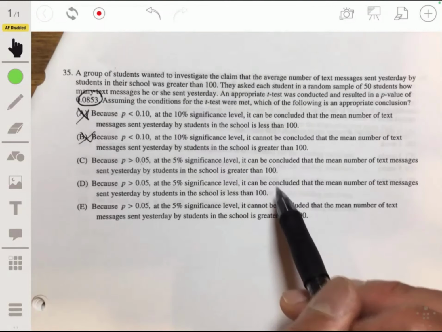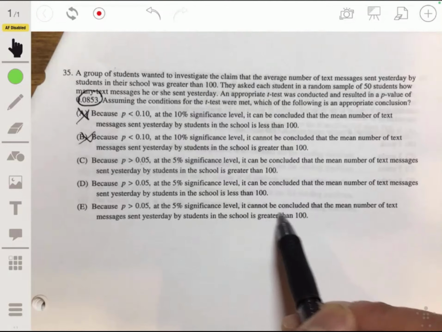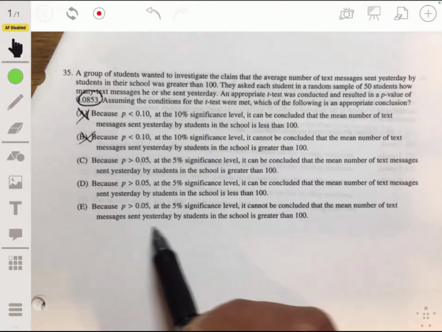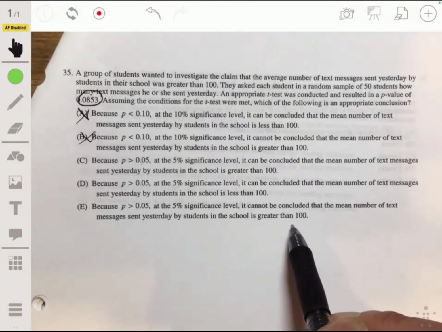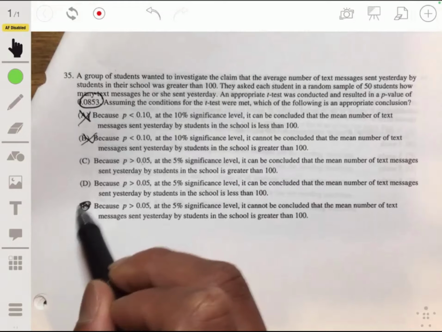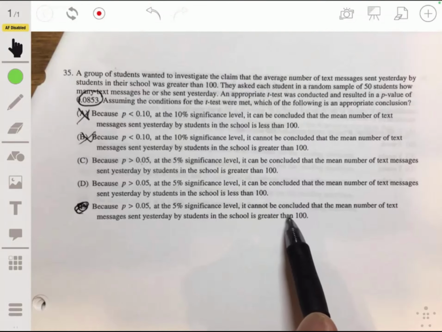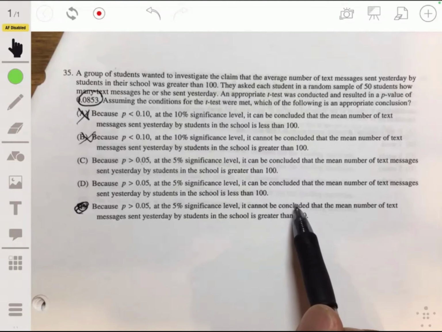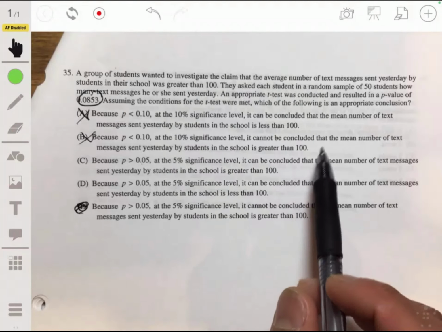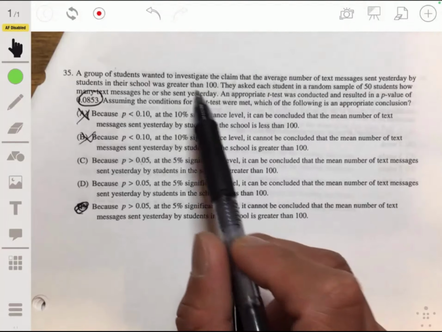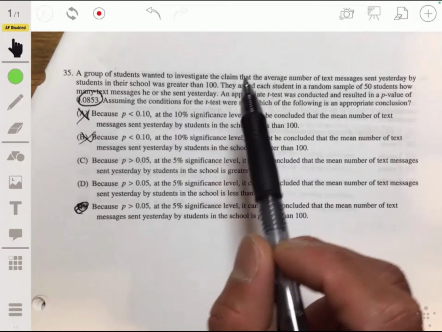So then it cannot be concluded that the mean number of text messages sent yesterday by students at the school. Yeah, so our answer would be E, because this is essentially saying that we're going to fail to reject the null hypothesis. We can't really say that our evidence is strong enough to claim that the mean number of text messages is more than 100.